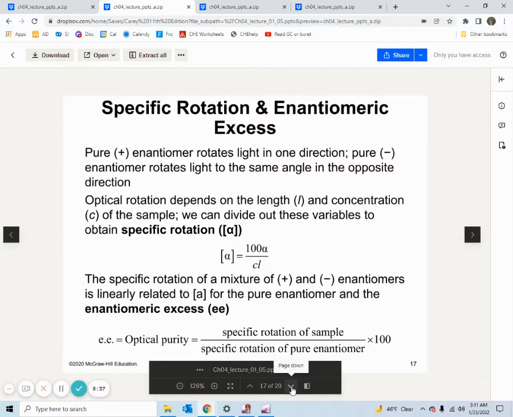The specific rotation of a mixture of plus and minus enantiomers is linearly related to alpha for the pure enantiomer and the enantiomeric excess. So enantiomeric excess, or optical purity, is the specific rotation of the sample divided by that of the pure enantiomer and multiplied by 100.